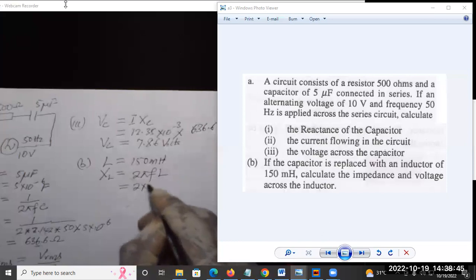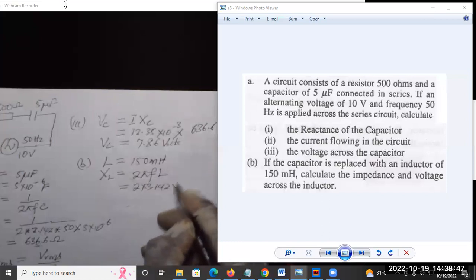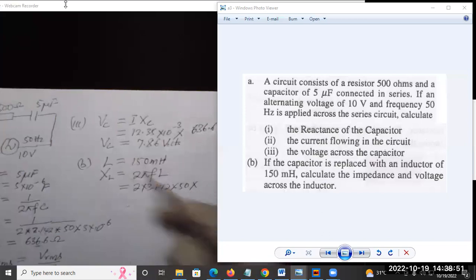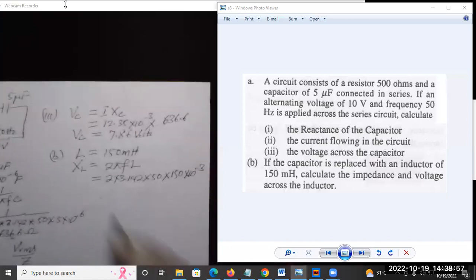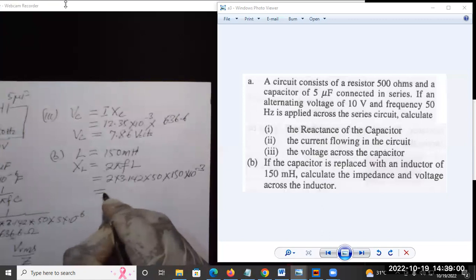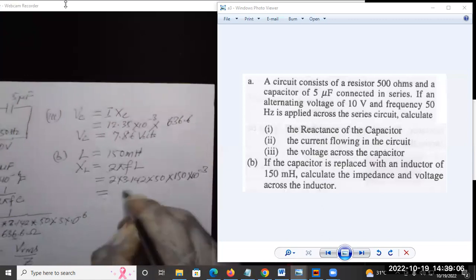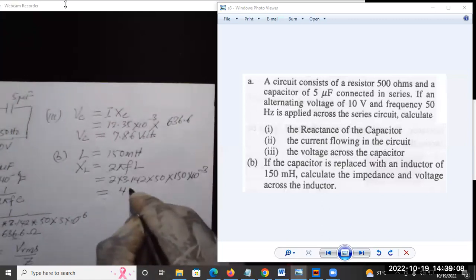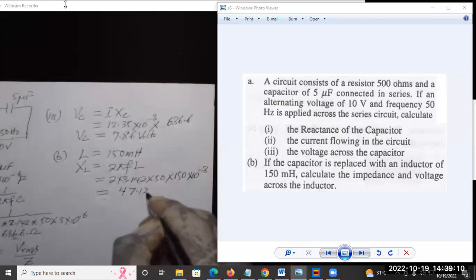2 pi is 3.142. The frequency is 50. The inductance is 150 times 10 to the power minus 3 in terms of the SI unit. The inductive reactance will give us 47.12 ohms.